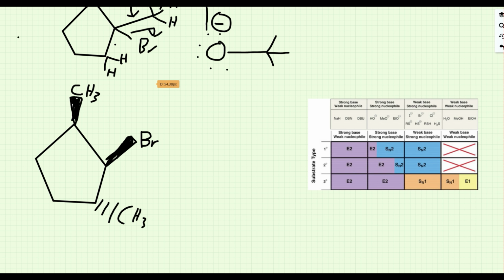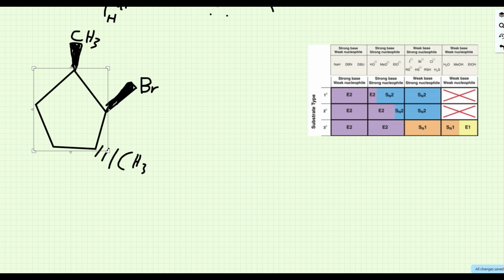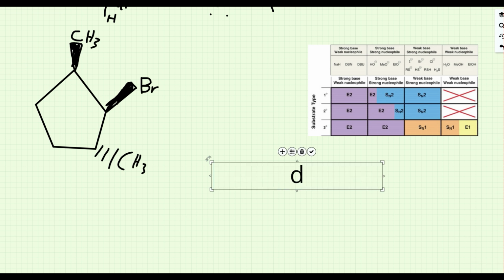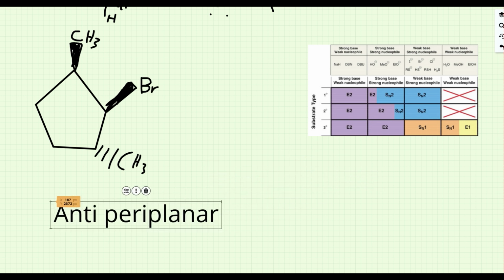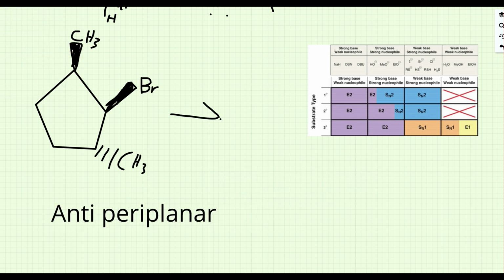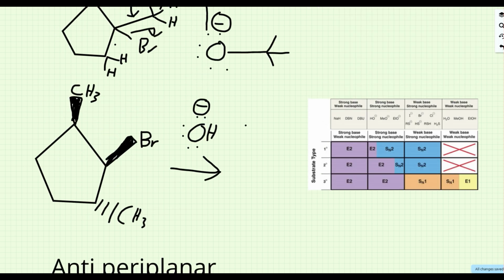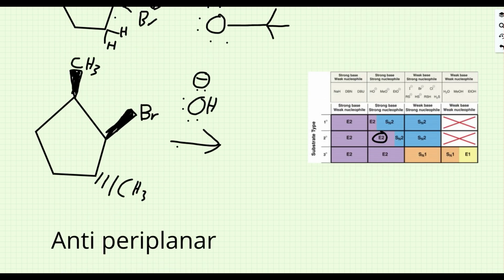So in E2 reactions, there's something called, I'm going to write this out because it's very important, anti-periplanar. So essentially, we're doing a reaction where it's OH, good nucleophile, good base. We have a good base, good nucleophile. We're going to be doing E2 right here.